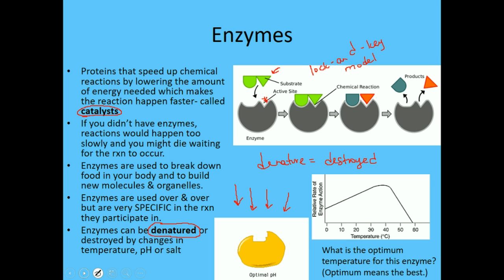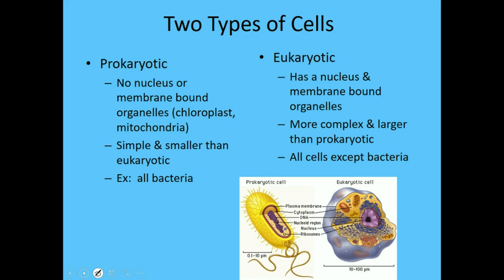Alright, moving on to cells now. We have two general types of cells: your prokaryotic cell and your eukaryotic cell. Prokaryotic cell, the biggest thing is that they have no nucleus. They don't have membrane-bound organelles at all, but the big thing is they don't have any nucleus. This is going to be your bacteria.